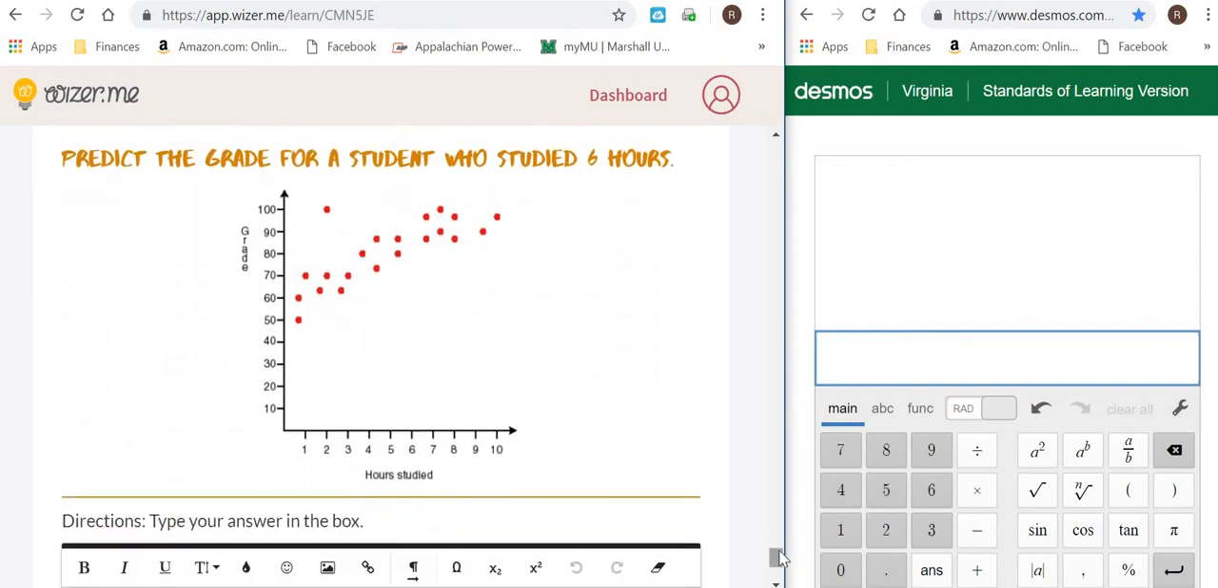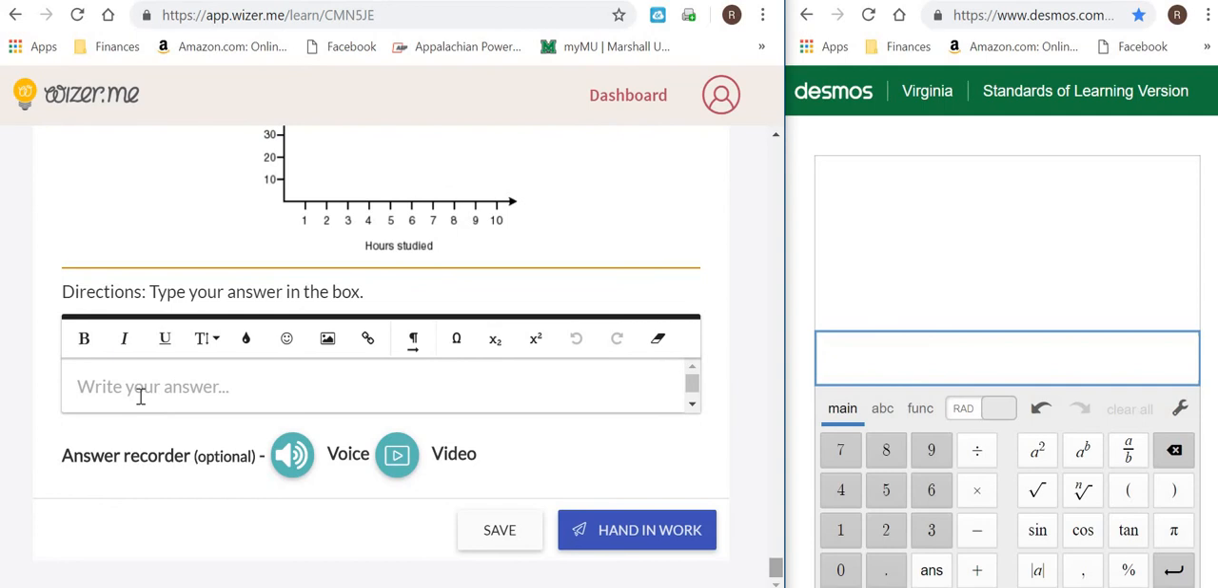Then it says predict the grade for a student who studied 6 hours. Well, this is the hours studying, and this is the grade. So if I come here to 6 hours, I'm going to go up. I'm going to pretend my trend line is going right up through the middle of all these. So I'm going to go back to 6. So I would say right about there, I would predict their grade would be around a 90. Okay, so let me go ahead and see if I can type that for you. It would be a 90%.